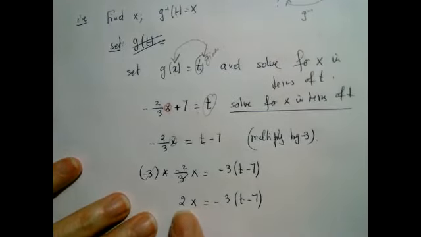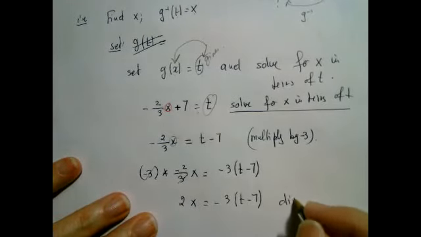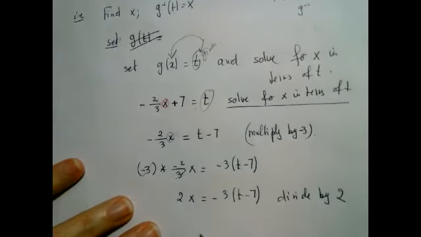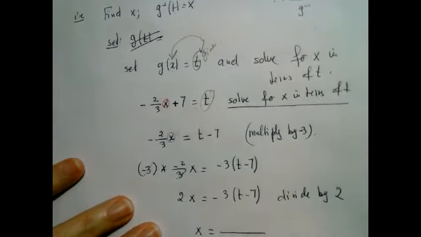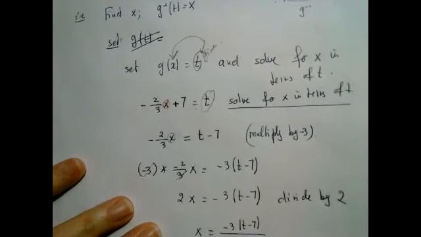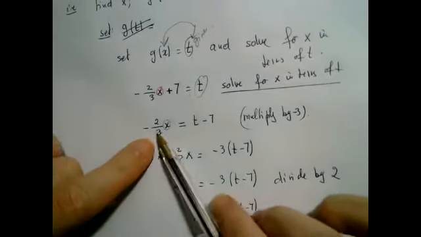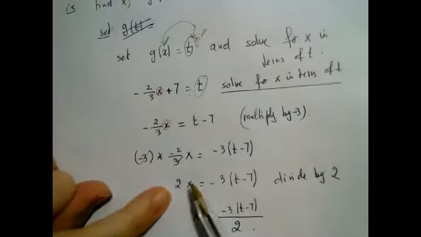But I still have 2x. And now I divide by x across. Sorry, I divide by 2. I get x equal minus 3 times T minus 7 divided by 2. So you can do it step by step if you want. First, we multiply by minus 3.